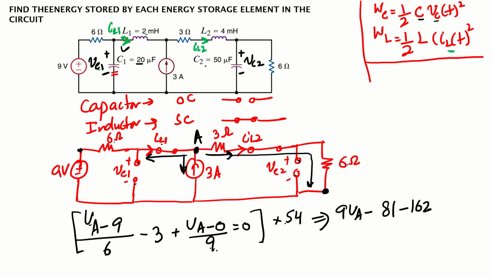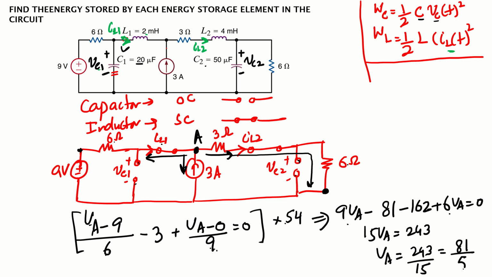Then 54 divided by 9 will be 6. So 6 times VA is equal to 0. So 9 and 6 gives me 15 VA, and these two will be added, so 81 plus 162 gives me 243. So the value of VA becomes 243 over 15, right? If we simplify this, divided by 3, that becomes 81 over 5 volt. That will be the voltage at this location.